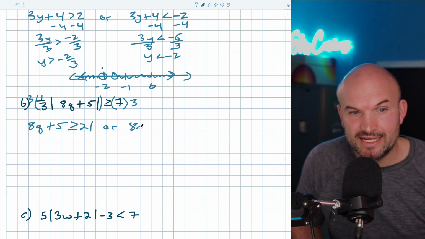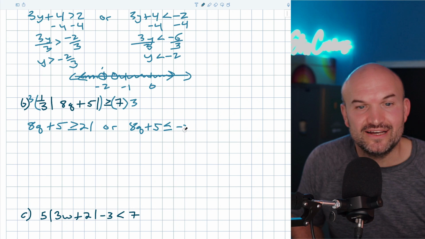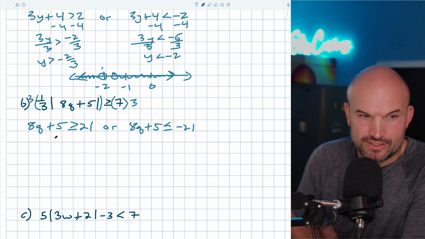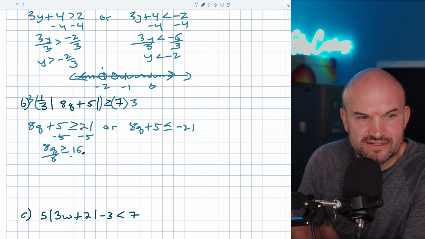Or I could say 8q plus 5 is going to be less than or equal to negative 21. All right, so let's go ahead and subtract here. So I have a negative 5. So therefore, what's a 16? So 8q is greater than or equal to a positive 16. Divide by 8, divide by 8. Q is greater than or equal to 2.